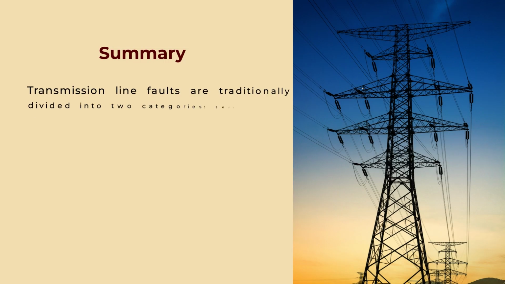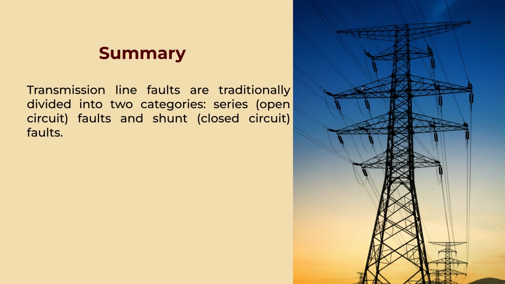The overhead transmission line has a greater fault incidence rate than the other crucial components of electrical power system because it is mostly exposed to the atmosphere and has greater length. Transmission line faults are traditionally divided into two categories, series fault and shunt fault, while protection schemes are divided into two categories, unit and non-unit protection. Under unit protection, we have covered the differential protection technique, and under non-unit protection, we have covered the time graded overcurrent protection and impedance type distance relay.